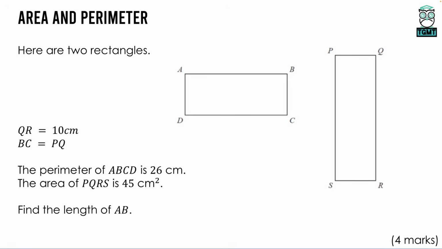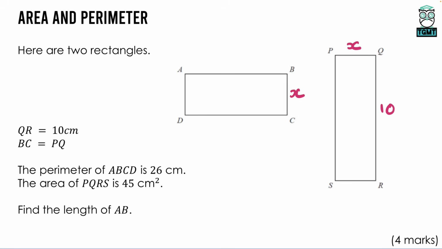Okay, so looking at this question, it says here are two rectangles. Q to R is 10 centimetres, and that's given to us over here, but it's not given on the diagram. So Q to R is 10, and we'll label that over here. It says that B to C is equal to PQ. So B to C, which is this length here, is equal to PQ, this length here.